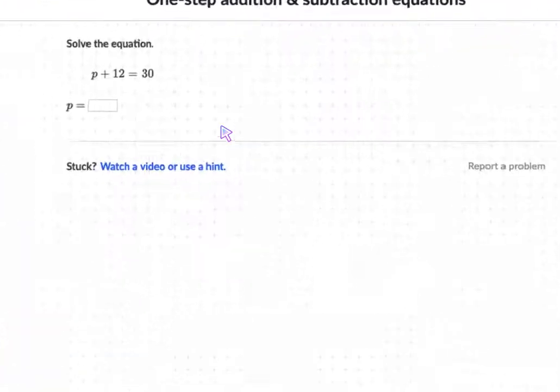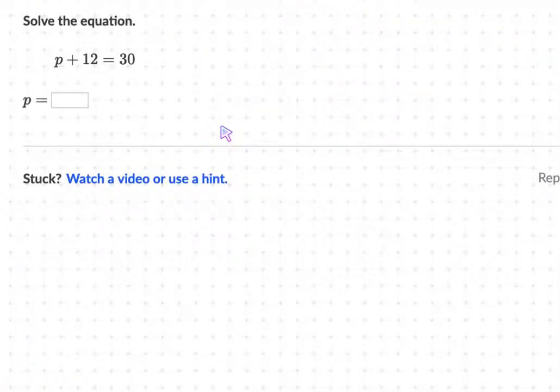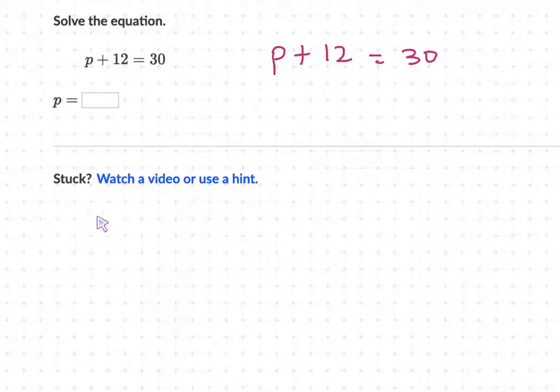All right, so here we're going to try to solve this equation without drawing a scale and all that. So pause the video and try it on your own first. So we have p plus 12 equals 30. P is what we want alone by itself at the end. We want to figure out what that answer is.